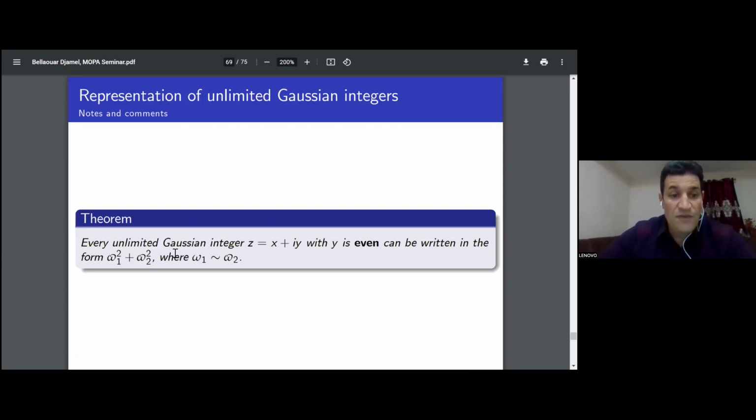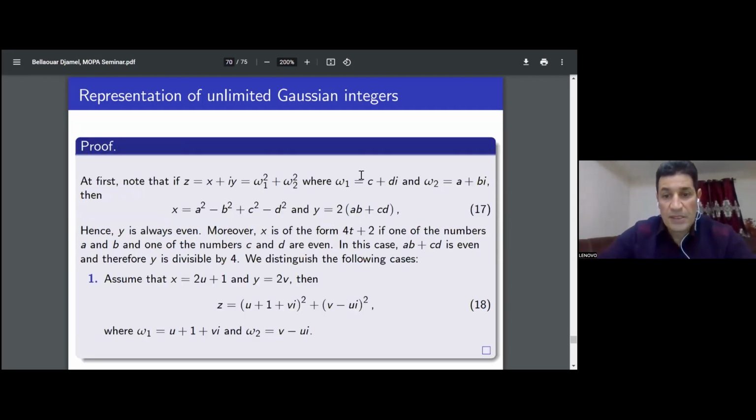In this theorem, every unlimited Gaussian integer z equals x plus iy with y even can be written as the sum of two squares in Gaussian integers, where omega 1 and omega 2 are of the same order. In the proof, assume that omega 1 is given by c plus di and omega 2 is a plus bi, and z is, of course, x plus iy. We find the relation between a, b, c, d, and x, and we find that y is even. So if x is of the form 4l plus 2, then y is divisible by 4.